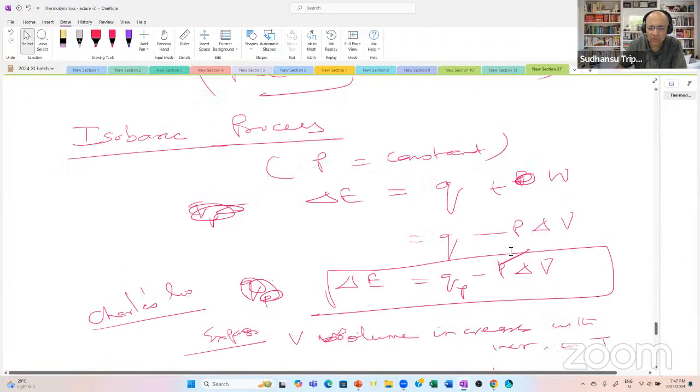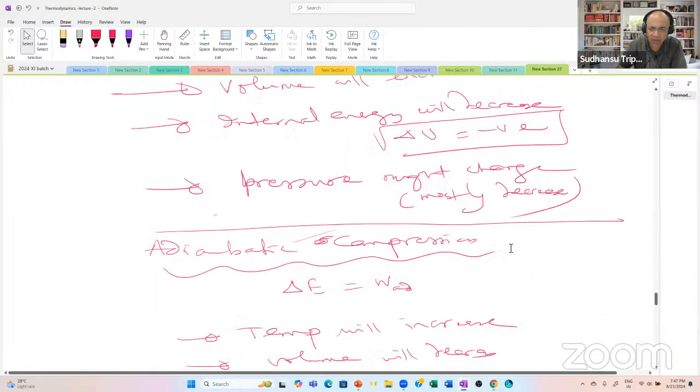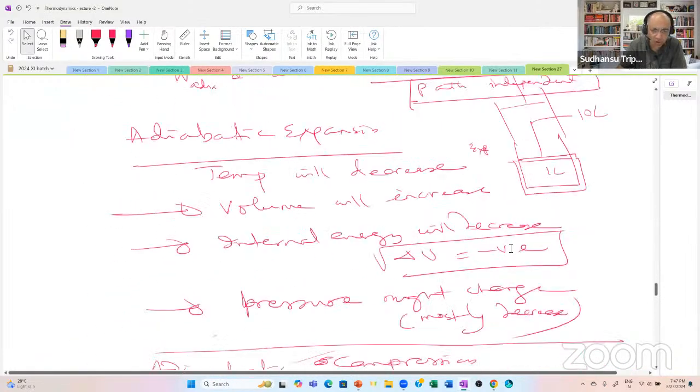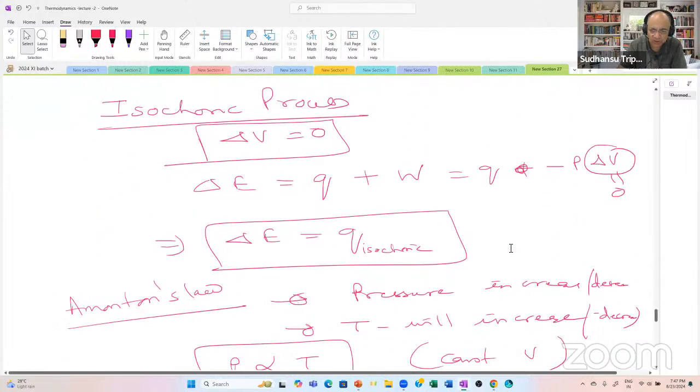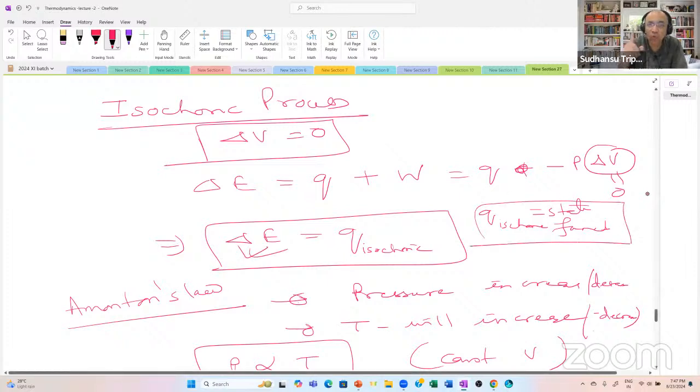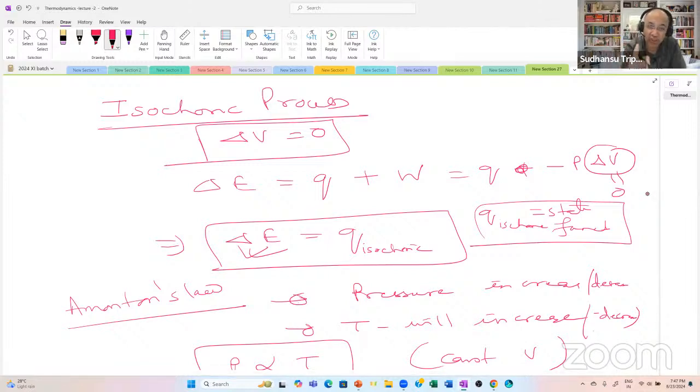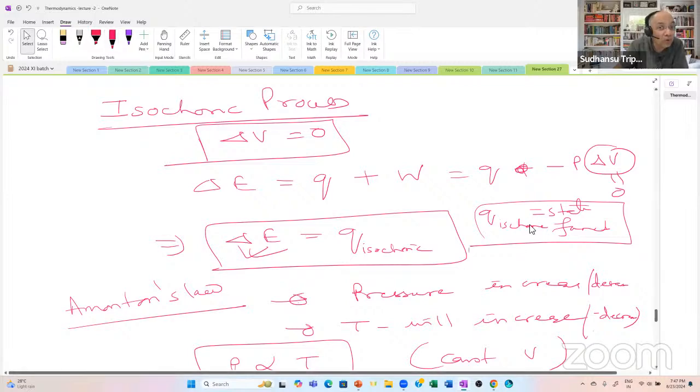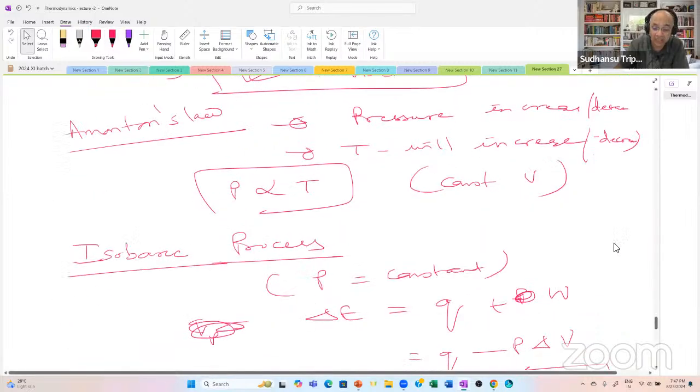I forgot to tell you that when we carry out an isovolumic or isochoric process, Q isochoric is a state function, because that is equal to a state function. So adiabatic work done is a state function, path independent. Isochoric heat absorbed or evolved under constant volume is also a state function. That is the restriction, but not always are Q and W state functions.